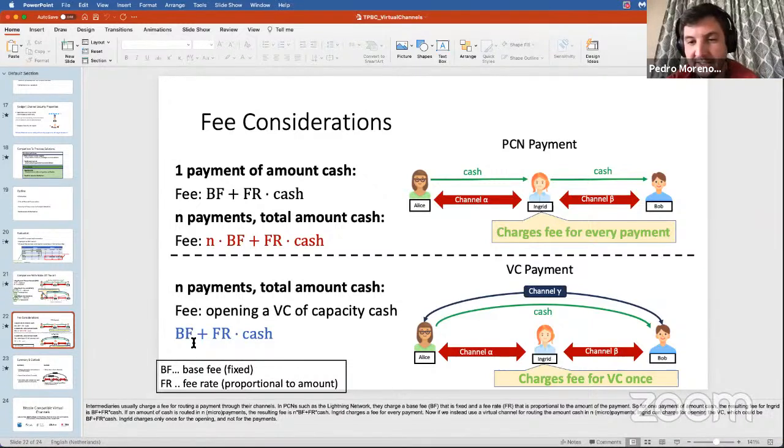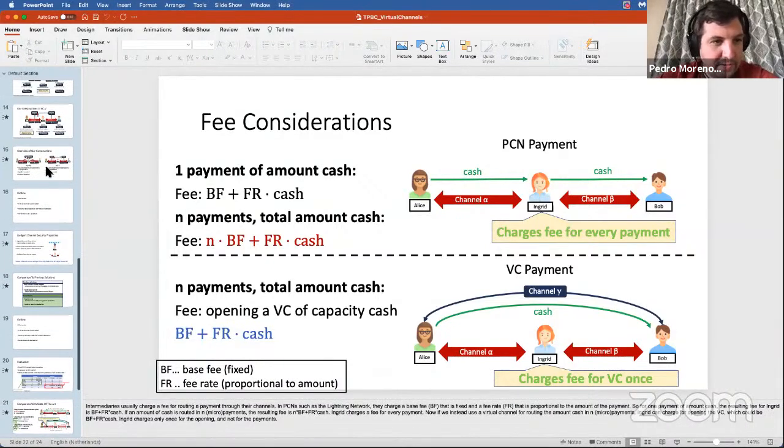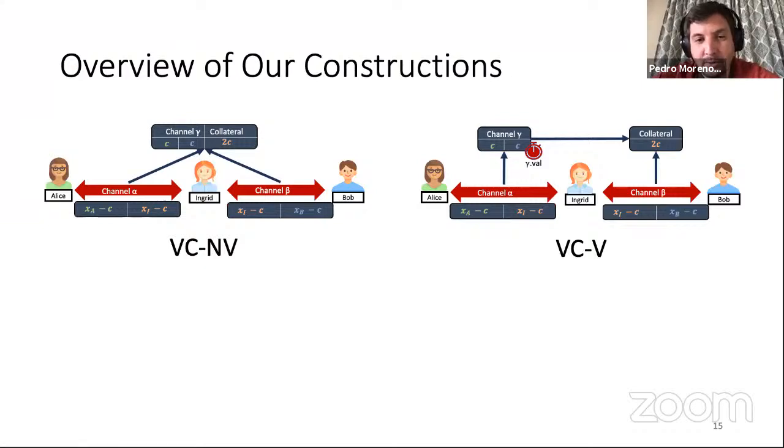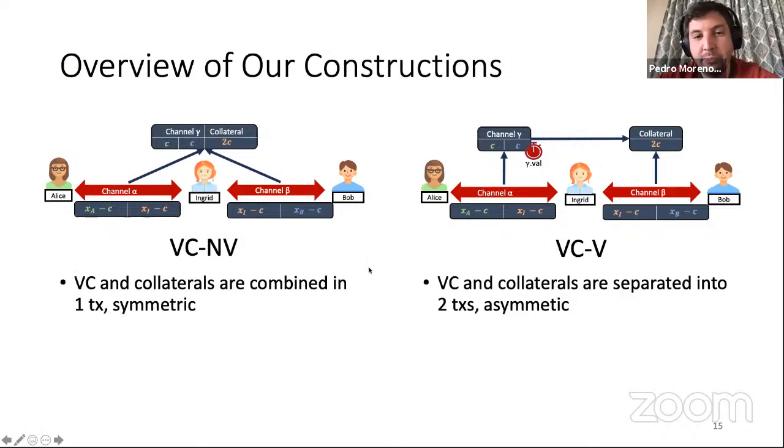Okay, thanks. More questions? While we give time to the audience to think about questions, I have one maybe. You presented two constructions, one called virtual channel with validity and the other virtual channel with no validity. Why two constructions? Do you have concrete use cases where you think one is better than the other, or how do they compare?